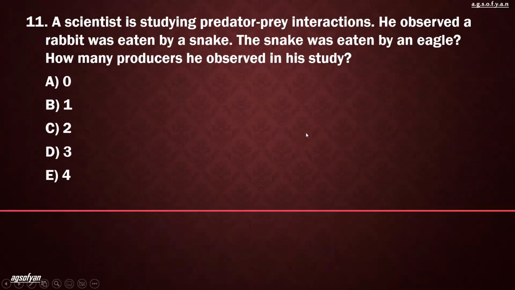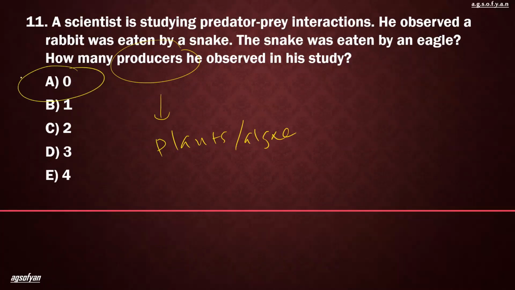A scientist is studying predator-prey interaction. He observed a rabbit eaten by a snake, and the snake eaten by an eagle. How many producers? Producers, 0. Plants, algae, none of them in this study, so 0.